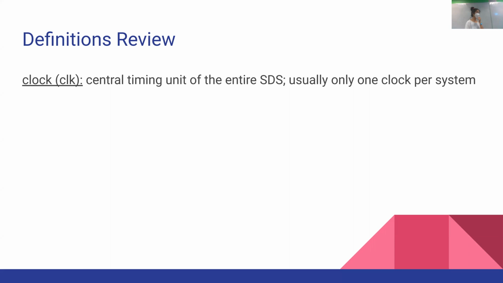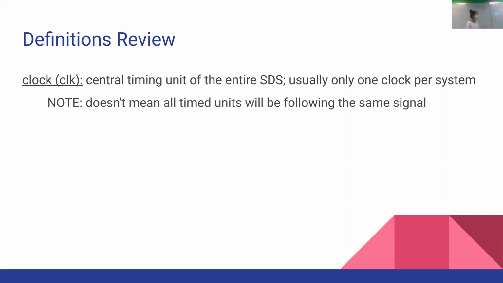To get started, we have our clock, which is the central timing system of the entire synchronous digital system, or SDS. There's only one clock per system, and the reason for that is because we want our hardware to be synchronized. There's probably some example out there where different hardware components aren't synchronized, and that's beyond the scope of this, but I'm sure there's always an exception, because there's always an exception to everything.